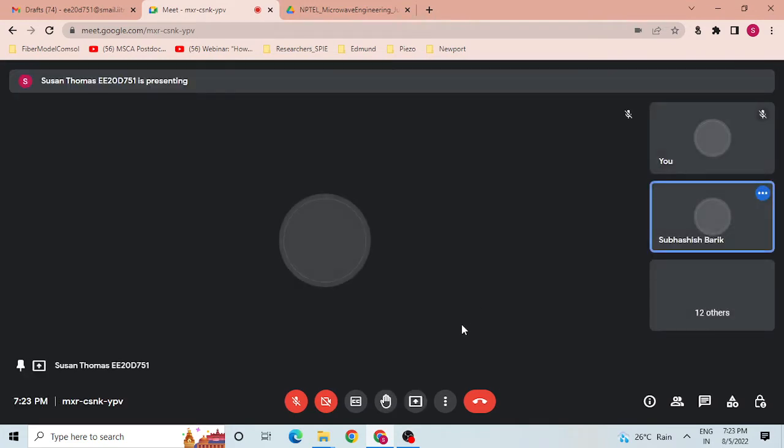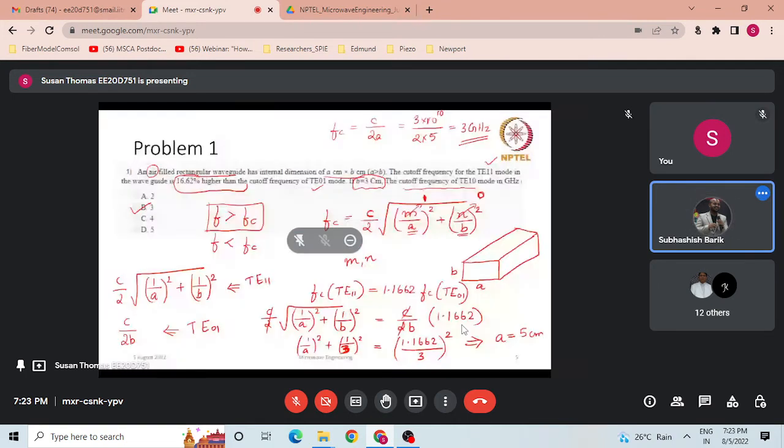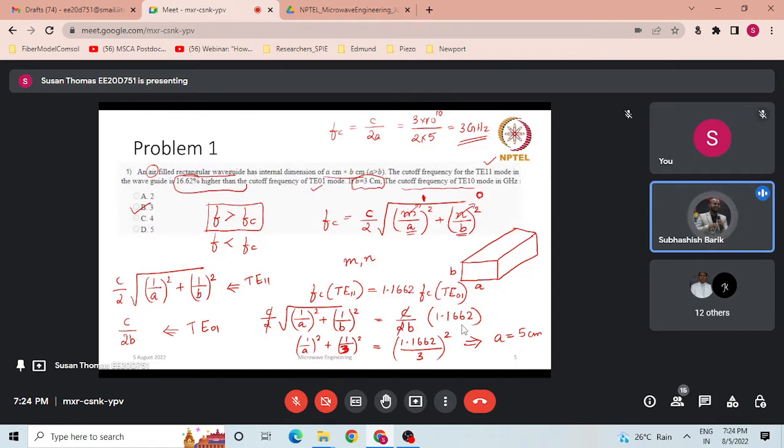If A is, say, 50% greater than B, then you can write A equals 1.5 times B. So if something is equal, then it's 1. And if it is 50% greater, then you add 0.5 to that. This is something you can just check. In that way, if it's 16%, then you just add 0.16. Did I make it clear?